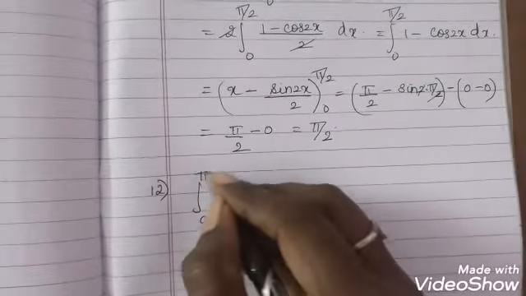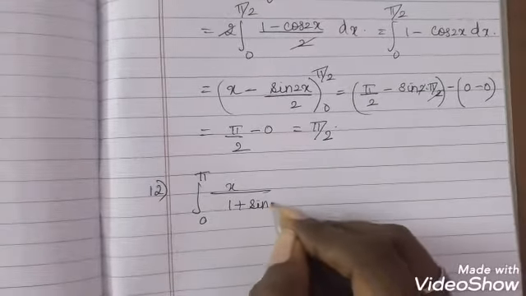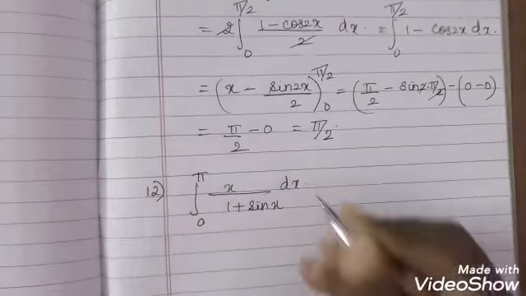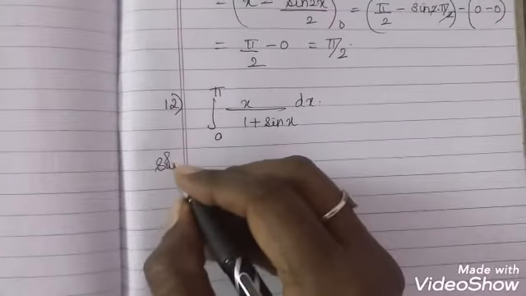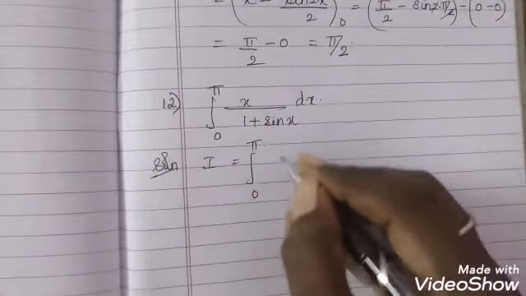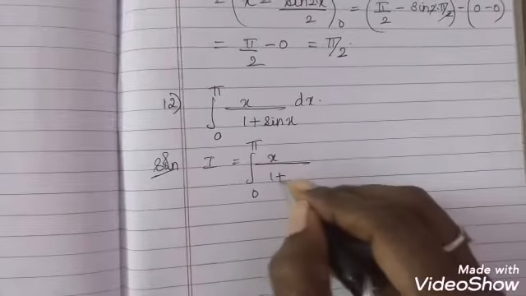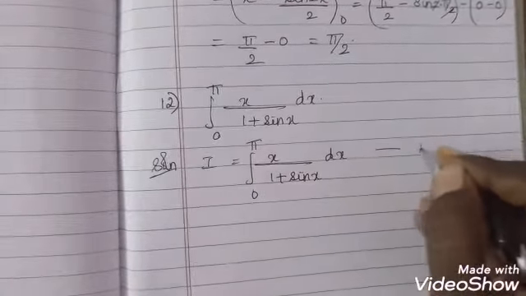Integral over 0 to pi, it is x divided by 1 plus sine x dx. Okay, so this is what you have here. We'll just give a name to it. I is equal to integral over 0 to pi x divided by 1 plus sine x dx. This is what you have here and we'll mark this as 1.